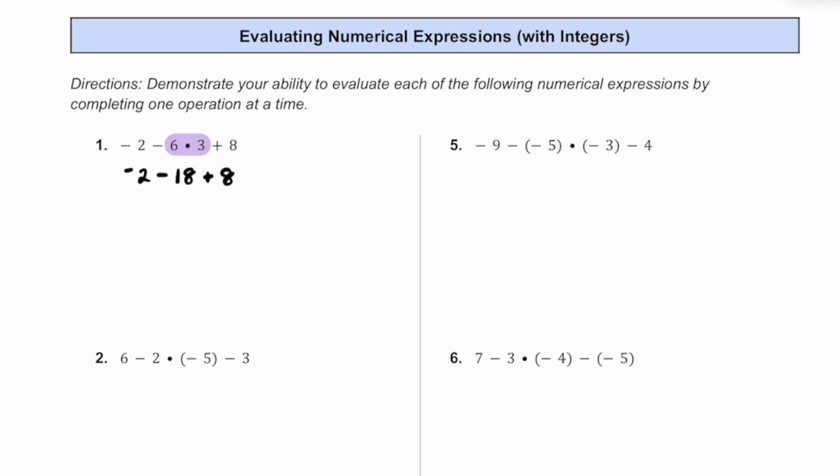Then it looks like we have subtraction and addition here. They're equally important, so subtraction is going to go first. -2 take away 18 is going to end up being -20. So we're going to have -20 plus 8. There's really only one operation left here, so -20 plus 8 is going to equal -12. So that's going to be the value of this expression.